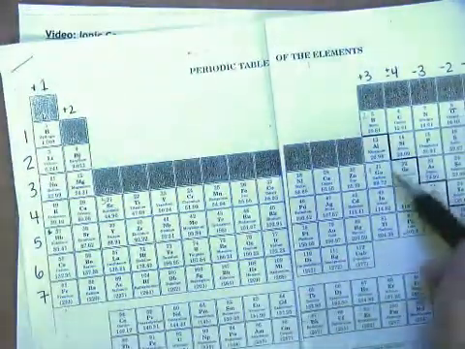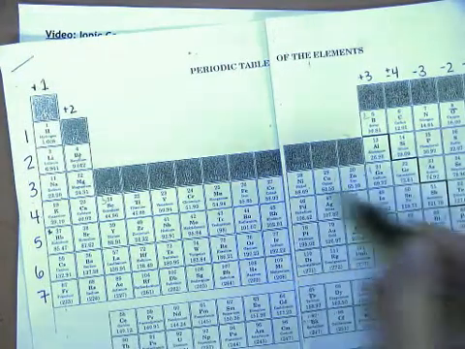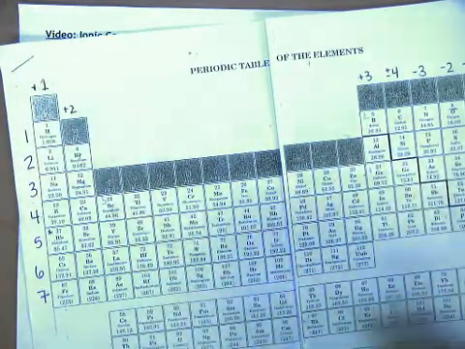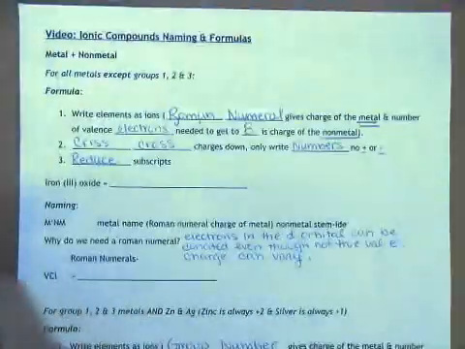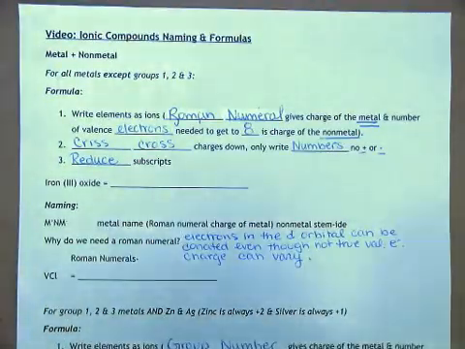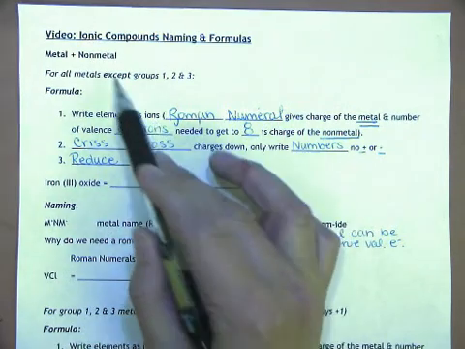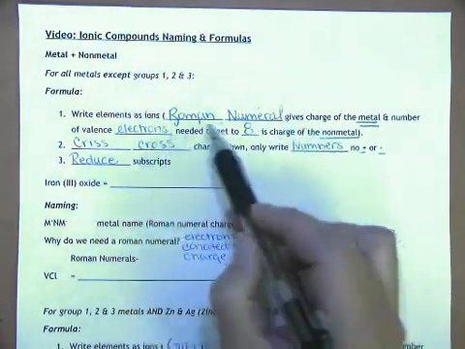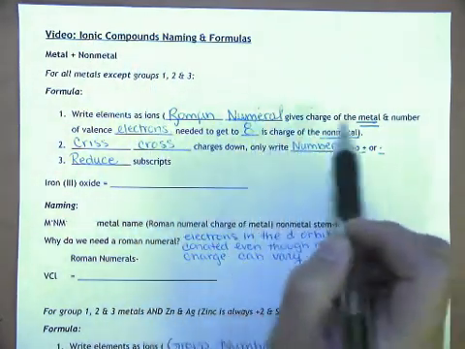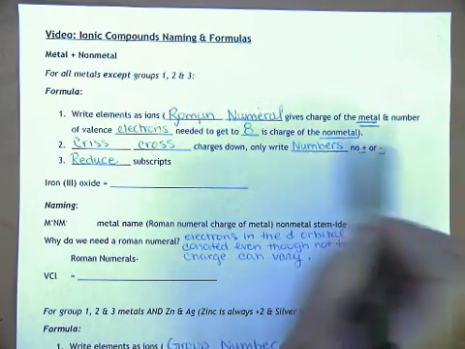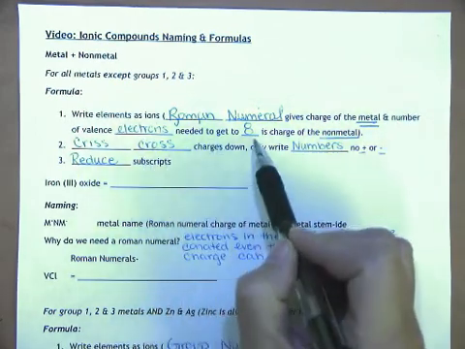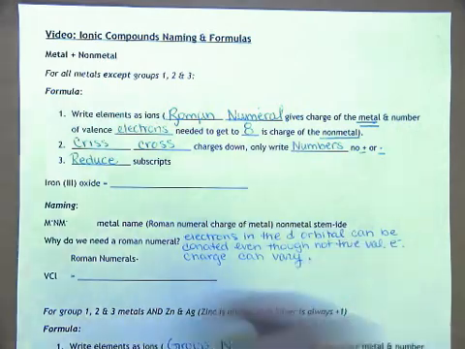Everybody else, so anything that falls down here, all your transition metals and your inner transition metals, are going to have these rules. When we write their formulas, we look at their ions because it's an ionic compound. Our Roman numeral in the formula tells us the charge of the metal. The number of valence electrons needed to get to 8 is the charge of the nonmetal.